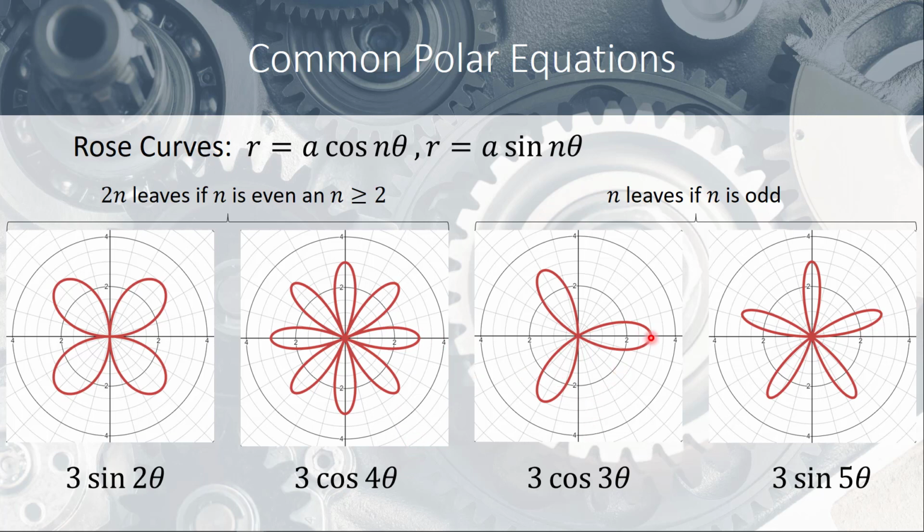Same thing here. Here we're dealing with cosine, and we have a max when theta is equal to 0. Here we have sine and we have a null when theta is equal to 0.